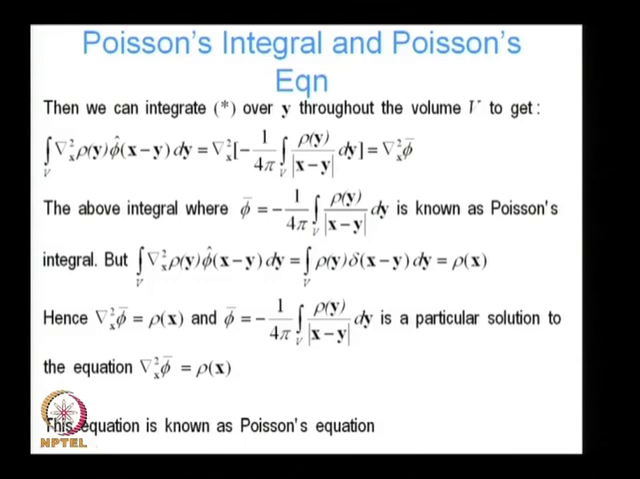So, I have Laplacian of phi bar, where the Laplacian is now with respect to x, x is my independent variable. Laplacian of phi bar is equal to rho of x, so this gives me a non-homogeneous form of the elliptic equation. Laplace's equation has Laplacian of that function equal to 0. This is Laplacian of phi bar equal to rho of x, and this equation is known as Poisson's equation.